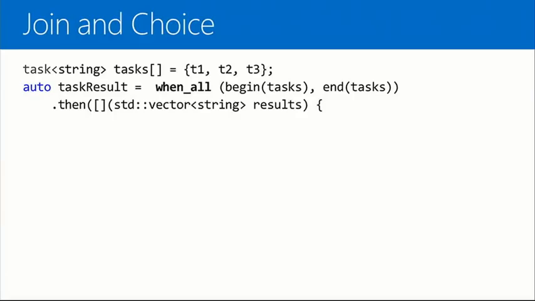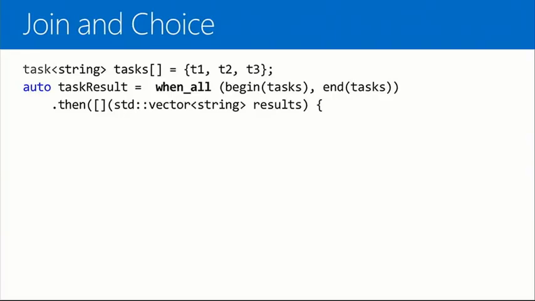In this case, we have 3 tasks, T1, T2, T3. Each of them returns a string. As soon as they find a file, they tell you which file they found. The when all takes a vector, and when all of T1, T2, and T3 are done, go and schedule another continuation on top of that. So in this case, in the then, I would put a sort, like, go sort it, and then present the results later on.